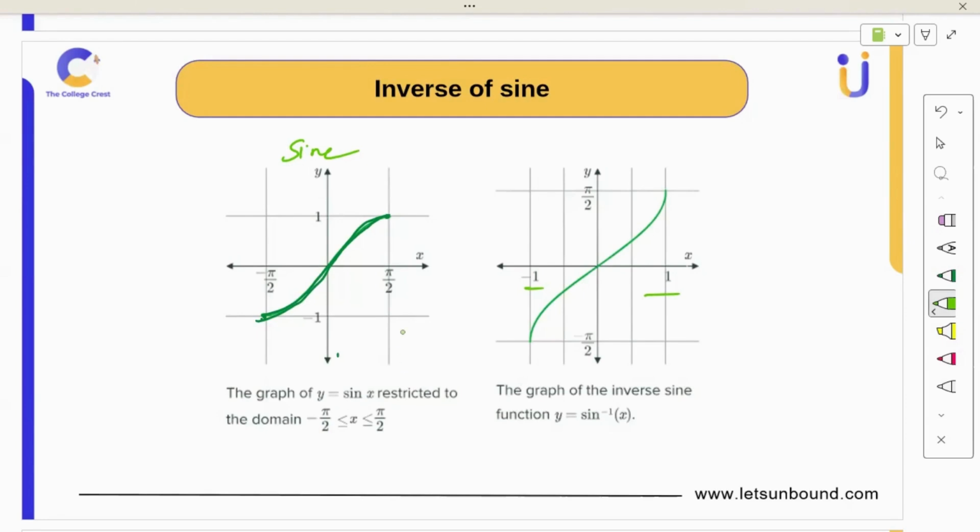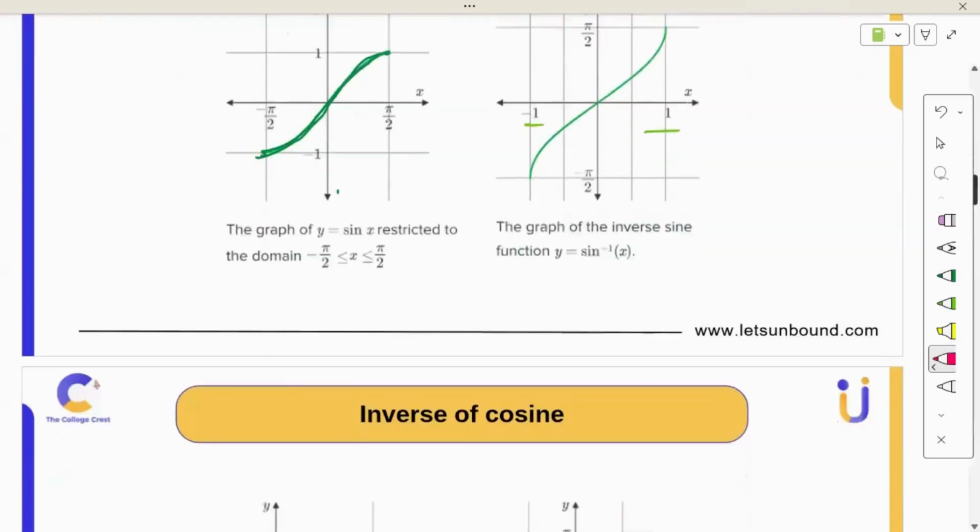We can't do the inverse for the entire domain. So this is sine, and this is the inverse of sine. And here we go.